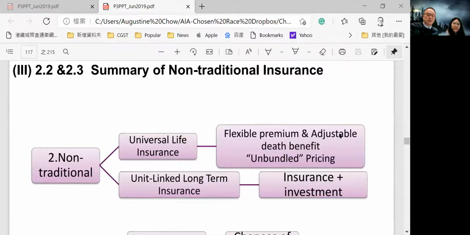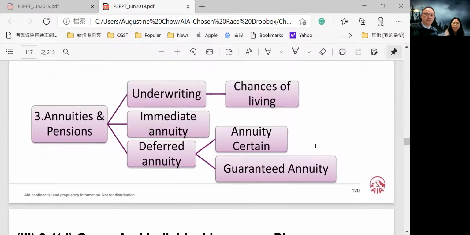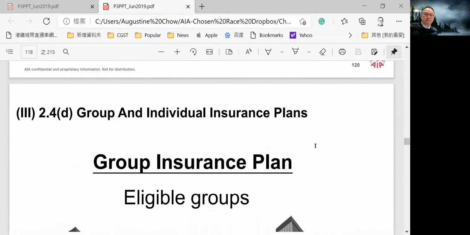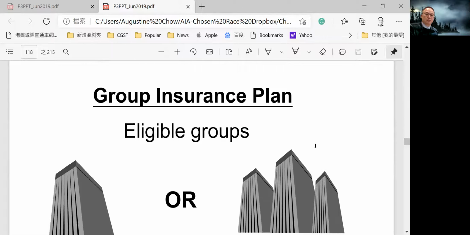Summary of non-traditional, we call it unit link and universal life. And can you tell the difference now? Unit link is you bear the investment risk. For universal, it's flexible, adjusting to the statistics, and you can add more or decrease. What is unbundled pricing? I think it's more flexible, not linked, right? Mm-hmm. Okay, last thing, group insurance.